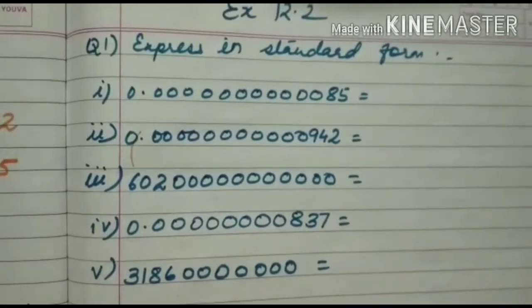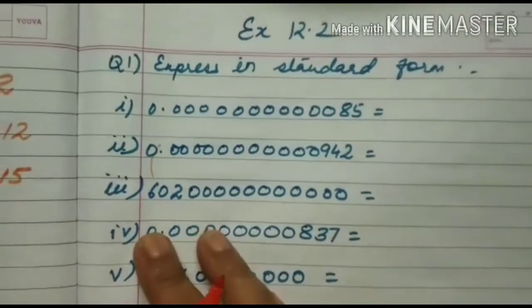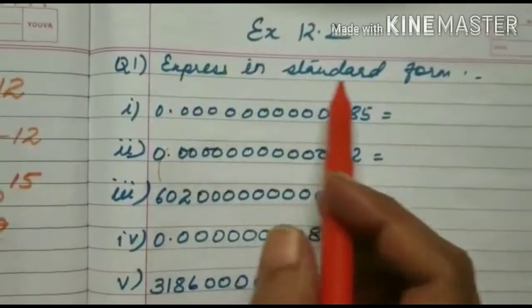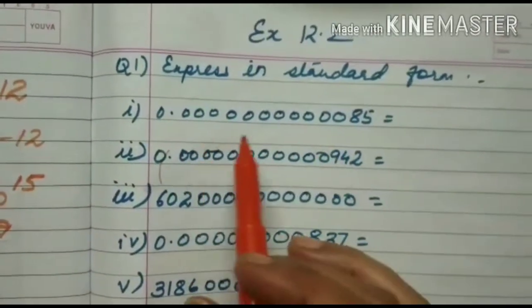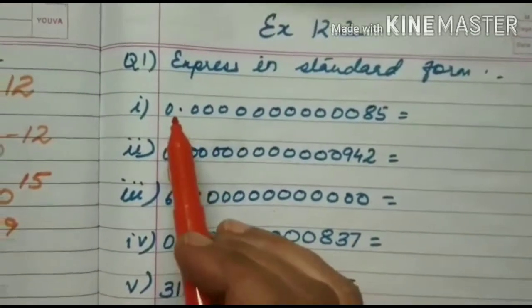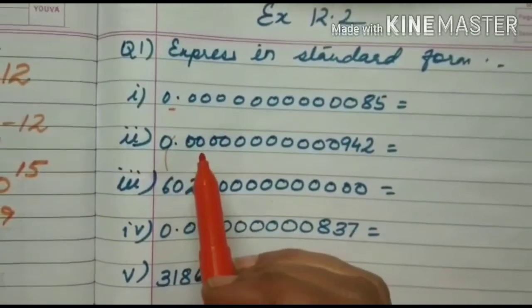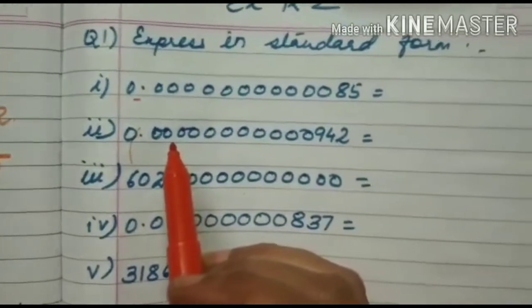Good morning students. Today we are going to start exercise 12.2 question number 1, express in standard form. So first we'll see whether the number is a small number or a large number. You can see it is starting from point, so it is a small number. So the exponent will be negative.